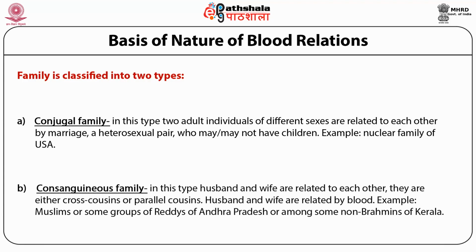Coming to consanguineous family. In this type, husband and wife are related to each other. They are either cross cousins or parallel cousins. Husband and wife are related by blood. Example, Muslims, some groups of Reddis of Andhra Pradesh, or some non-Brahmins of Kerala.